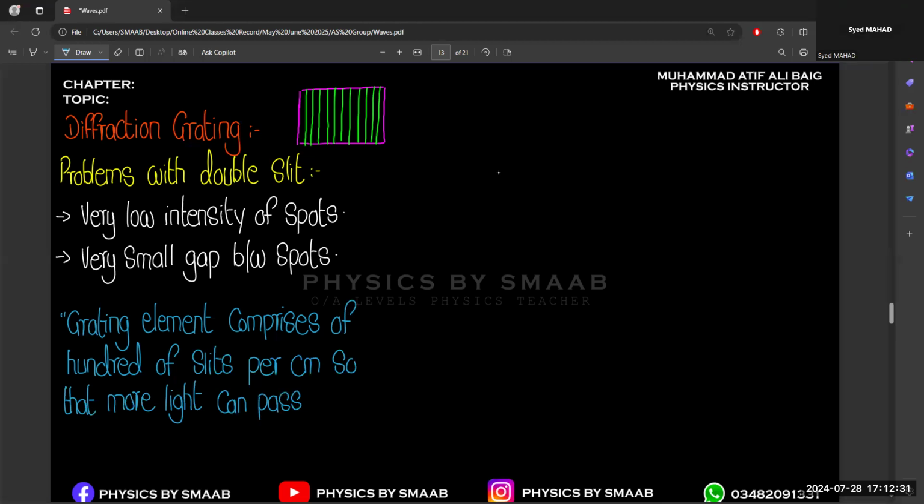Sir, sorry to interrupt, but where do we use this grating element? Basically, there is a device which is called a spectrometer. In a spectrometer, we use this diffraction grating. Right now, we are writing some description about it. We will also draw a diagram and also discuss how it actually works. So then you will get an idea of why we are using this diffraction grating element and how it actually works.